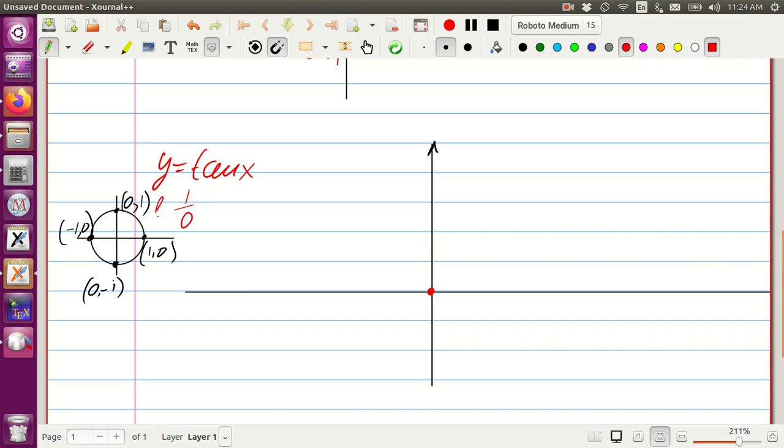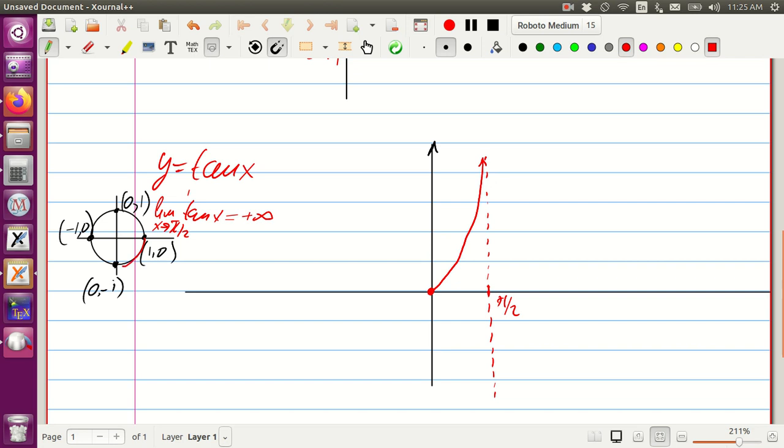That means our limit, when x approaches pi over 2, this angle, will go to positive infinity. Why positive infinity? Because everything is positive in this quadrant, but it goes to infinity. So by pi over 2, we have the following situation. Our values approach positive infinity. So this is what happens.